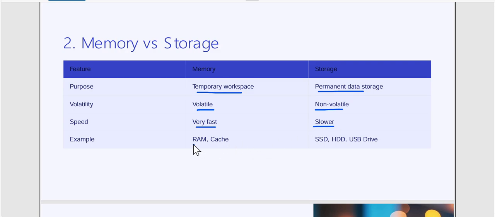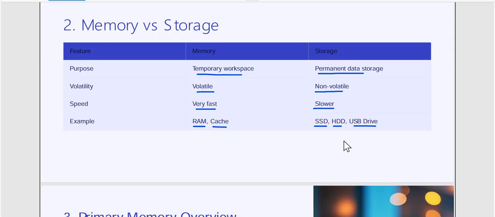Memory examples are RAM, ROM and cache, all that. ROM is used for files that are permanent, so we are not going to cover it right now. It's a part of primary memory, or main memory, but right now we're talking about the instructions that can run in memory, that would be RAM. Now in storage, you have SSD, HDD and USB drives as well.